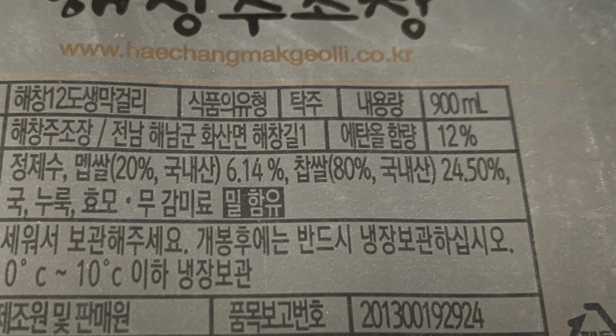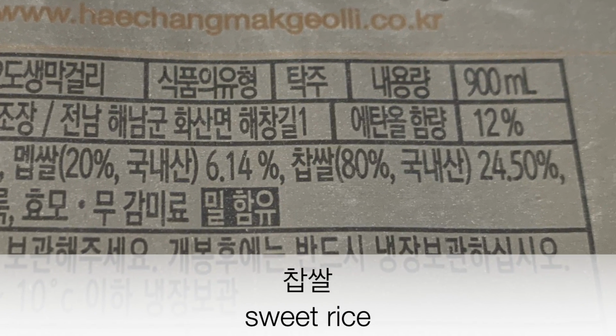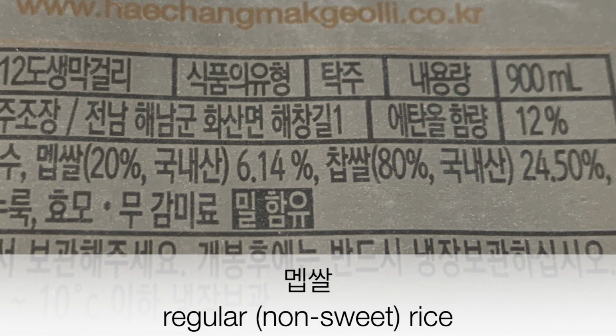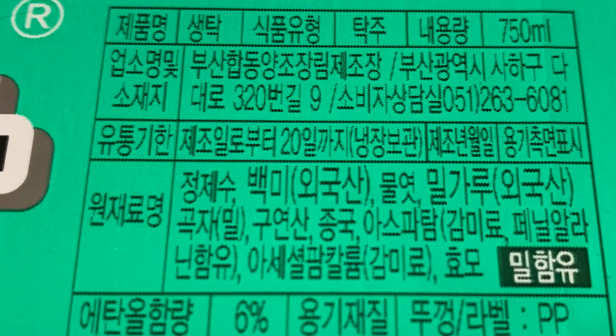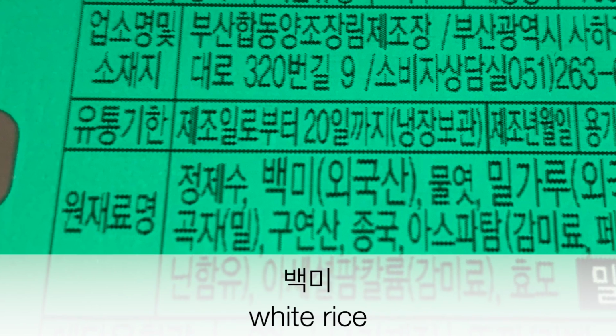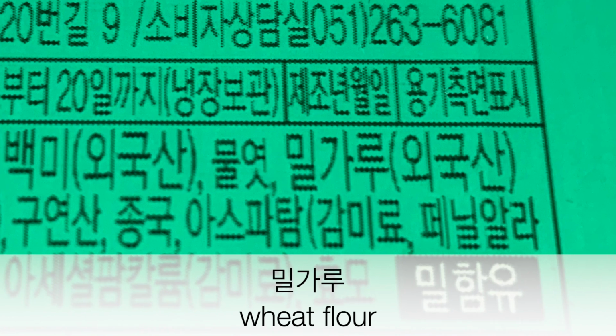It could also specify the kind of rice. It could say chapssal or mepssal. Chapssal is the sweet rice, and mepssal is the regular non-sweet rice. Also, instead of ssal, it could say baekmi, which is just white rice. And another common ingredient is mil, wheat, or milgaru, wheat flour.